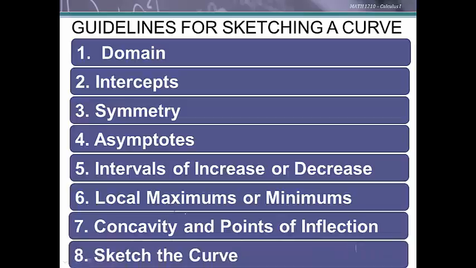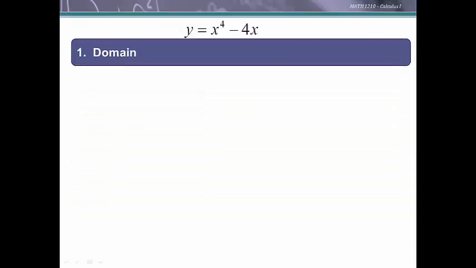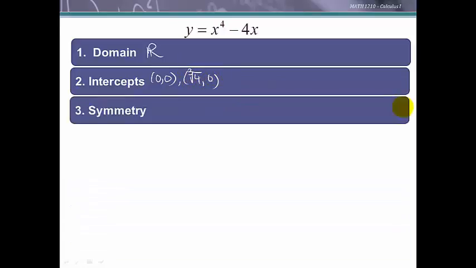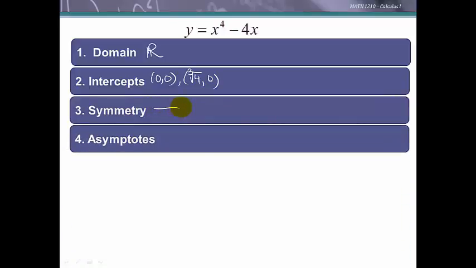And our last step is to sketch the curve. So we're going to put all of these pieces together to see what this graph looks like. So first of all was our domain, and our domain was all real numbers, so no restrictions there. Secondly, we had our intercepts, and we had (0, 0), and we had the cube root of 4 and 0 for our intercepts. Then looking at symmetry, we didn't have even or odd functions, so we didn't have symmetry.